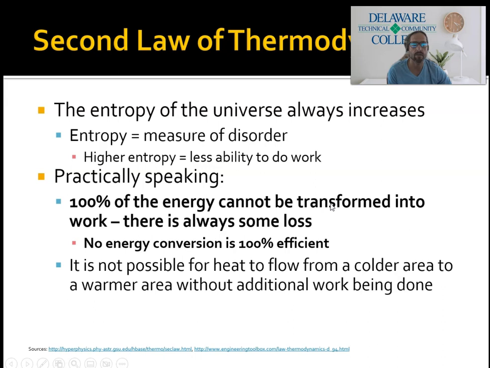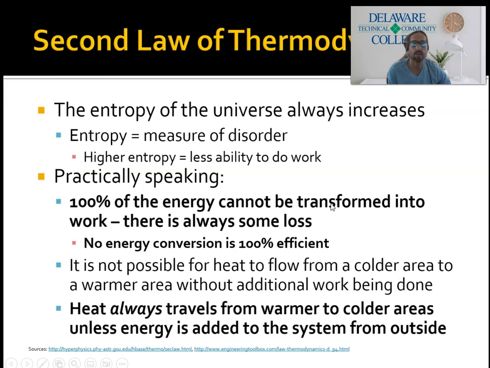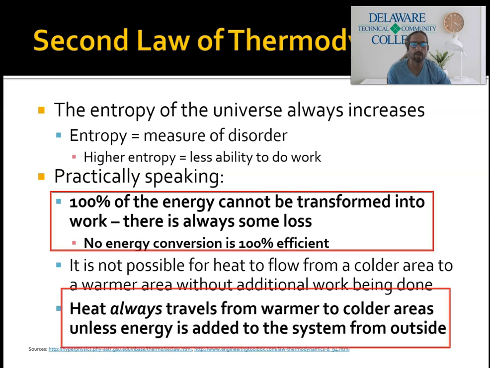The second aspect that's important is that heat always travels from warmer to colder areas. This is really important. Number one, there's no such thing as 100% efficient, so there's always less than 100% efficiency when you convert one form of energy to another. We'll deal a lot with this today, and that is that heat always travels from warmer to colder areas. Now you can force heat to move in the other direction, but that uses energy, right? And so left to its own devices, let's say you have two areas.